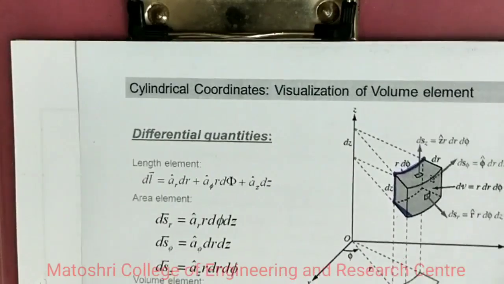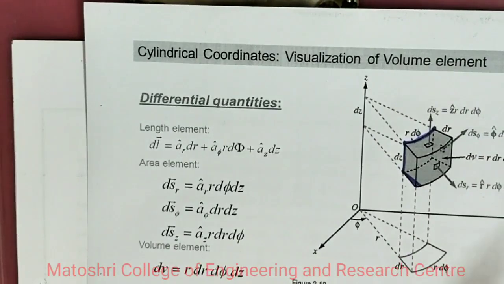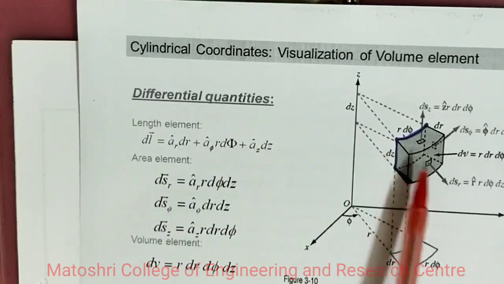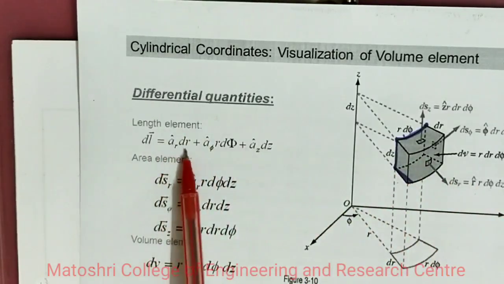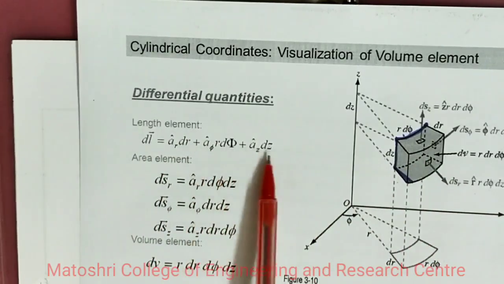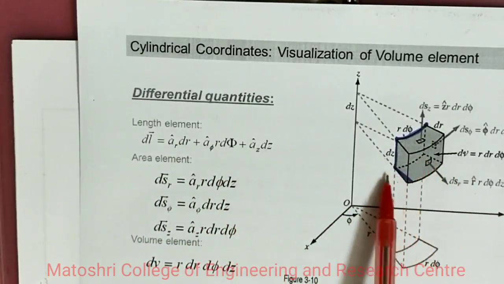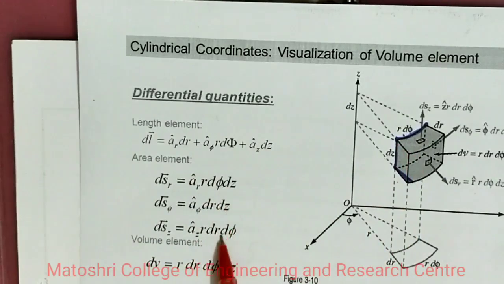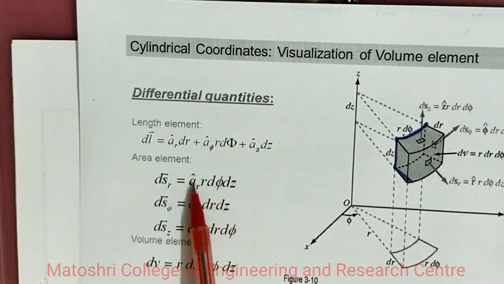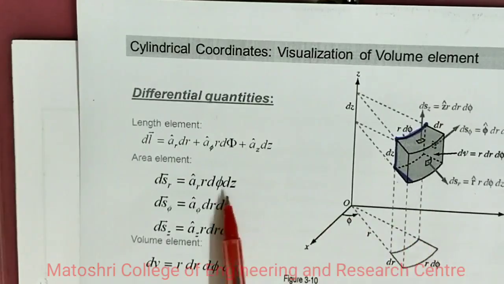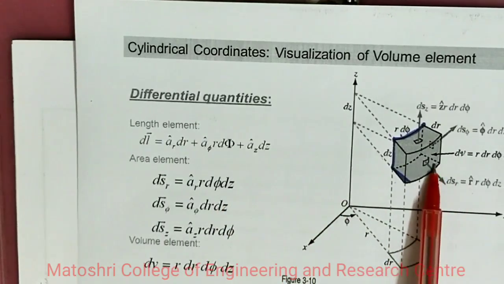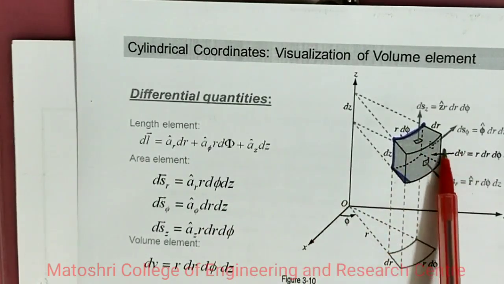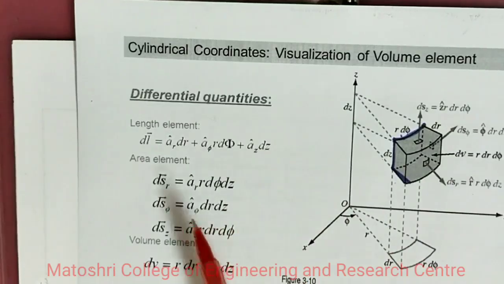So these are the different differential lengths and differential surfaces. The differential length is a combination of the variation of all three coordinates. So the differential length is dr a r, r d phi a phi, dz a z, because the three lengths are dz, dr, and r d phi. Similarly, it will have three different surfaces, and the opposite surfaces will have the directions minus a r, minus a phi, minus a z. So the front surface is r d phi dz, then the top surface is r dr d phi, and the right hand side surface is dr dz a phi.